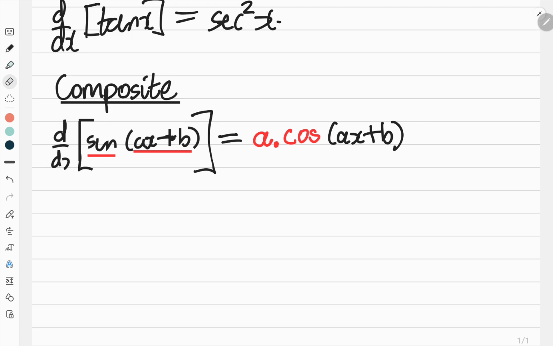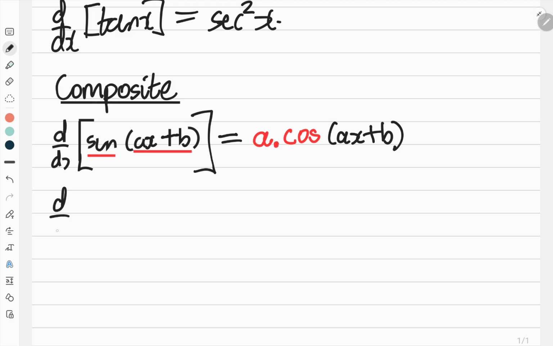So once again, I'll take that. You differentiate your angle ax plus b, and that's going to give us an a. And then you differentiate your sine function and it will give you a cosine. Then of course you retain the angle as it is, ax plus b.